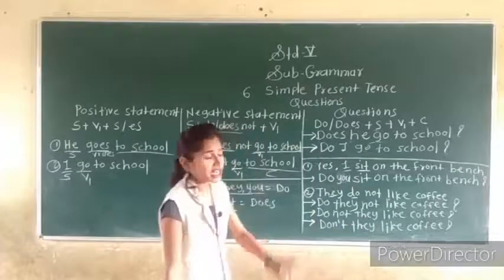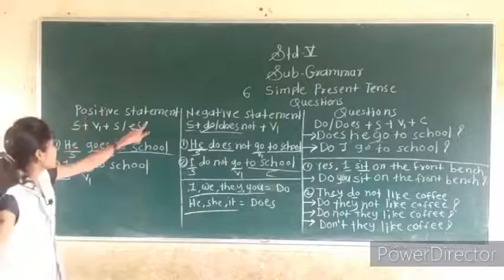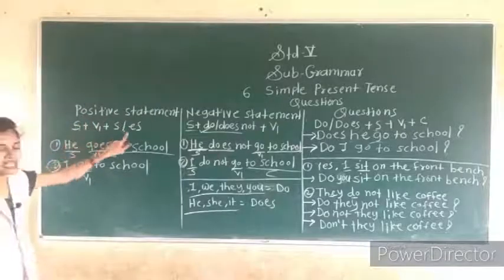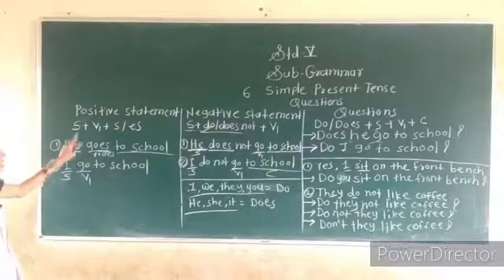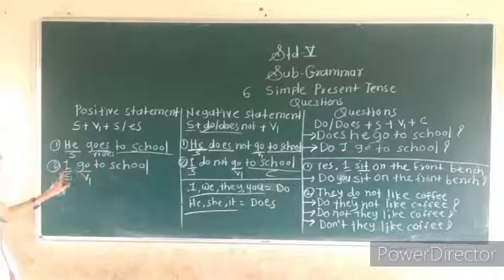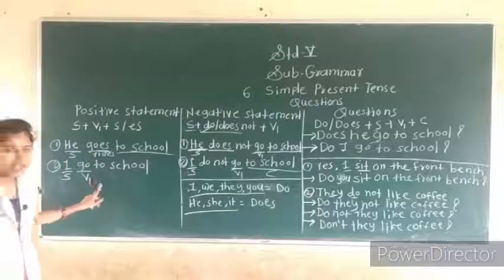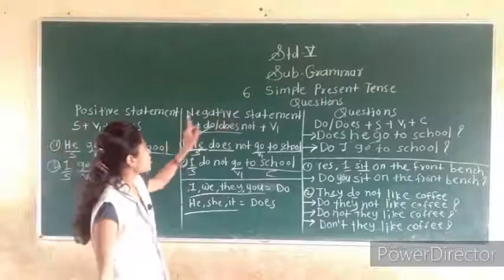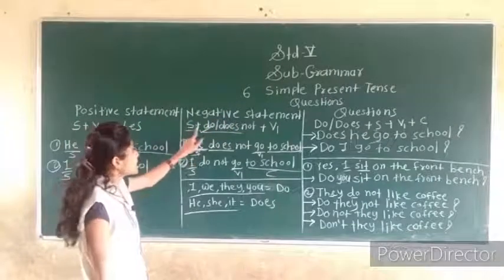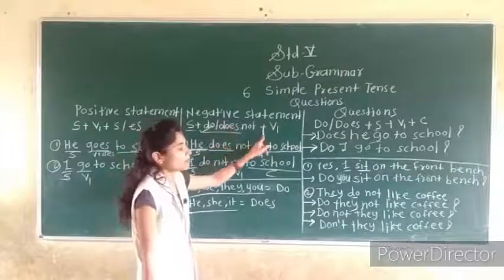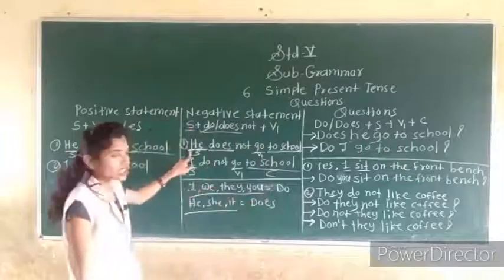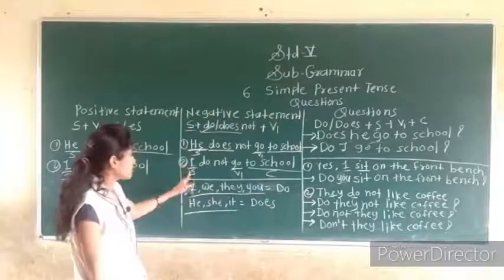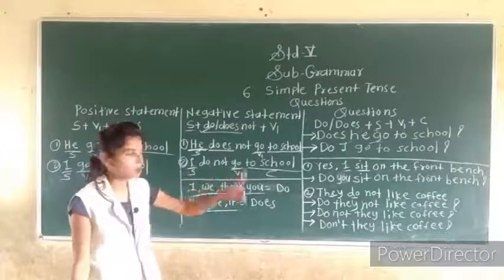I hope you understand. Again see, in the positive statement, subject plus verb plus s, es. For singular, we use there s, es. For the plural, we don't use there s, es. In the negative statement, we use formula it is subject plus do or does not plus verb 1. If the singular it is does not, and it is the plural it is do not plus verb 1.